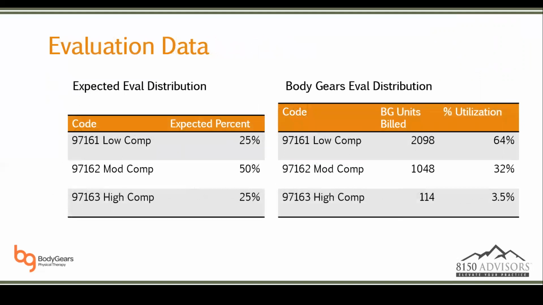When I took a look at your 2017 data, you had 64% low complexity eval codes billed, 32% moderate complexity, and 3.5% high complexity. Your data is not much different than other outpatient therapy clinics that I work with. I've worked with about 80 different outpatient clinics across the country over the last years, and when I look at aggregate data, your numbers are very similar to what I'm seeing elsewhere. And it's because we're not getting paid differently.